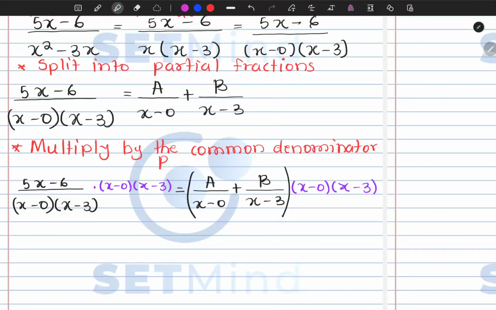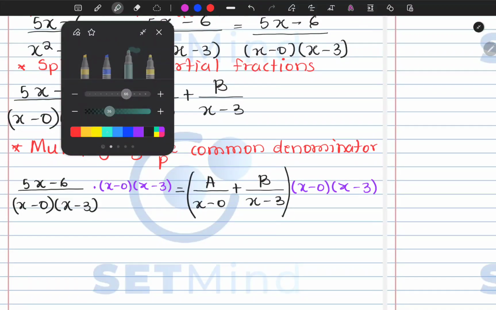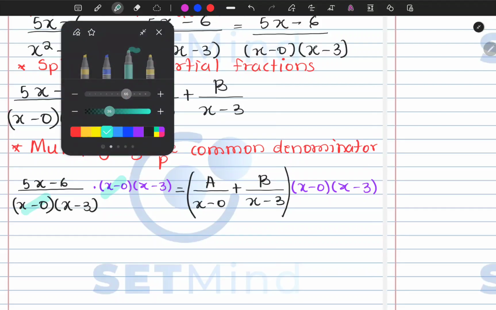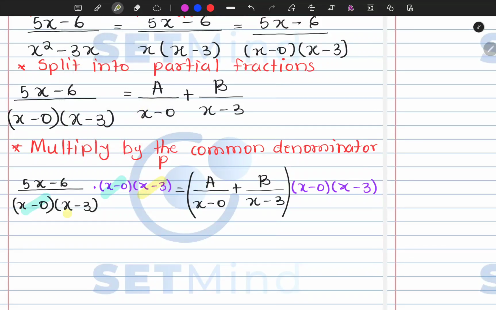So if you look carefully on the left hand side, there's going to be terms which will cancel. So the x minus 0 and the x minus 0 will cancel, and x minus 3 and x minus 3 will cancel, which means we are left with 5x minus 6 equals.